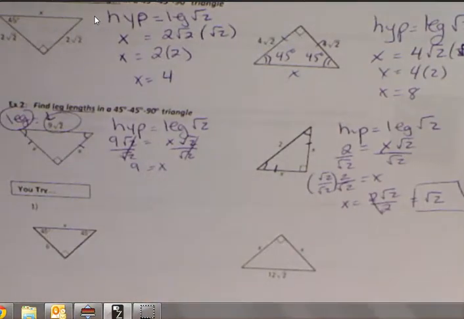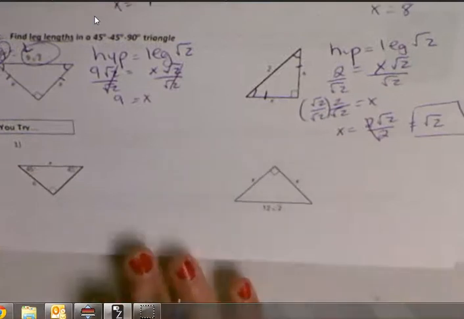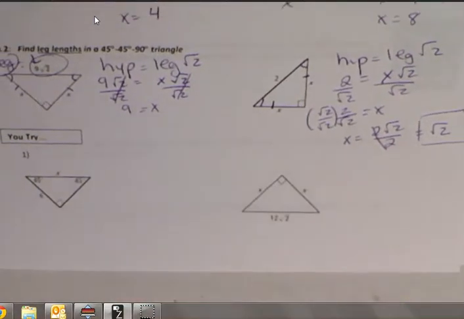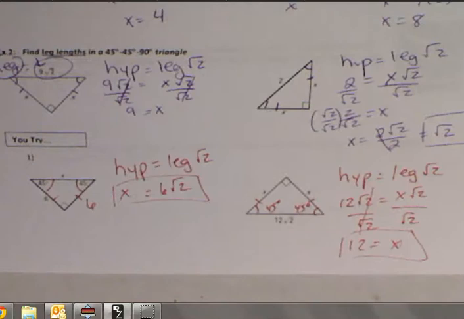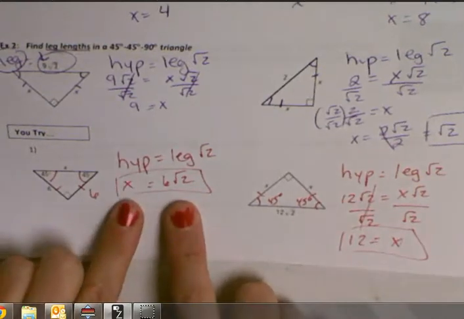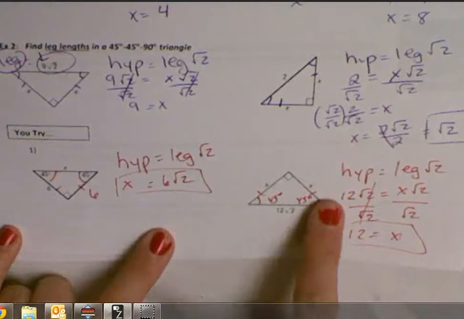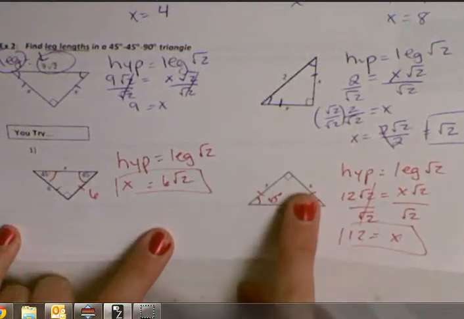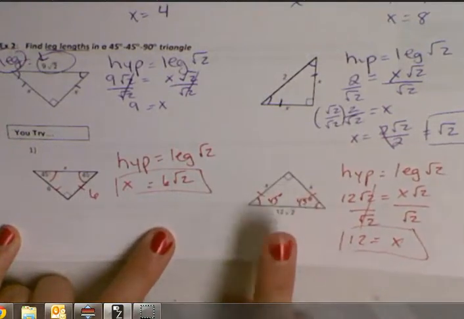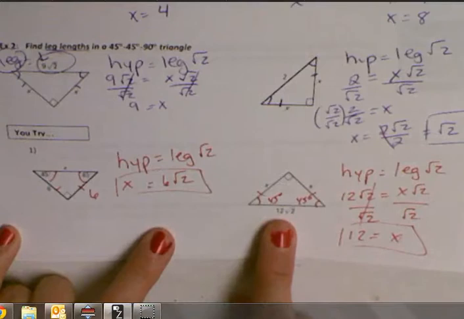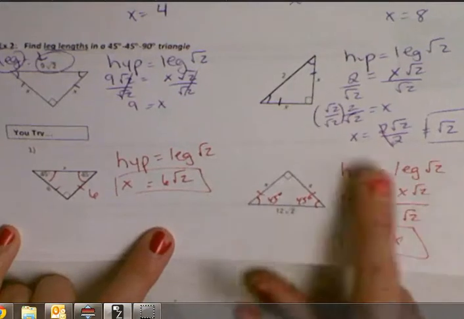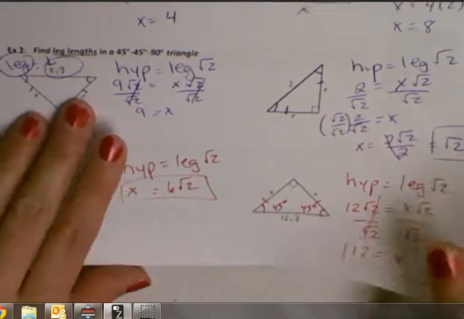Okay? You're going to pause your computer, try the next two, and then press play. Okay, you should have gotten x is equal to 6 rad 2 and x is equal to 12. Be sure you get in the habit of taking a look at your triangles to identify that they are an isosceles right triangle, therefore 45, 45, 90 applies. Then you substitute in your pieces and off you go.